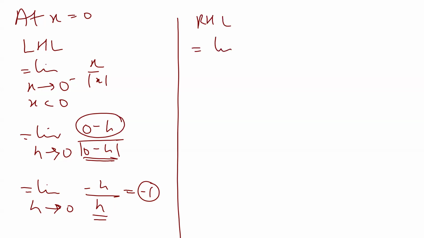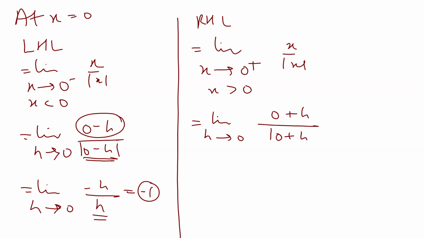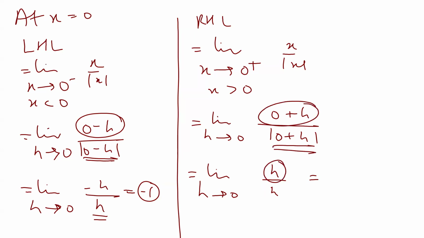RHL: limit x approaching 0 plus, x is greater than 0, x upon modulus of x, limit h approaching 0, of 0 plus h, h upon modulus of h, modulus of h is h. So 0 plus h is h, modulus of h is h. So this is going to be 1.